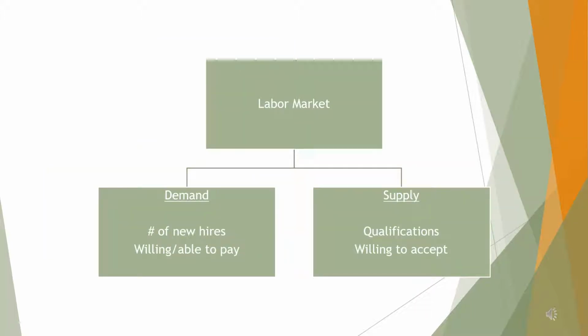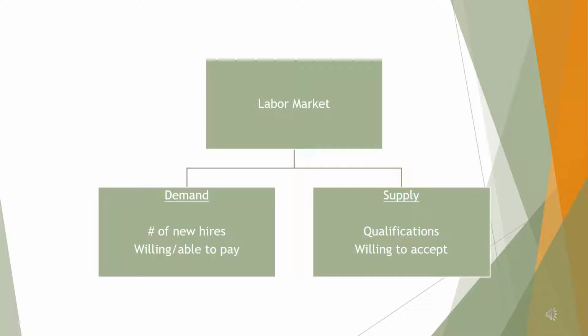The labor market can be broken down into simple supply and demand. The demand is what the market demands for new hires. How many new hires does the employer need to employ? And what are they willing and able to pay the new employees? And then on the other hand, you have the supply. What kind of qualifications do these employees have?